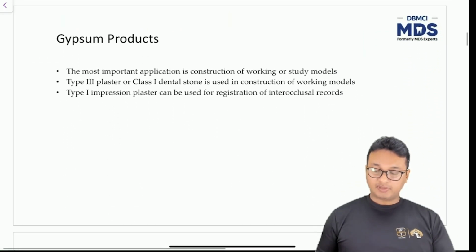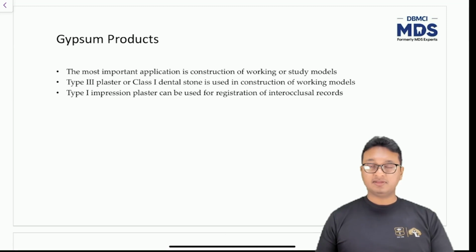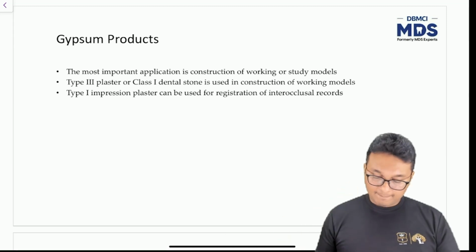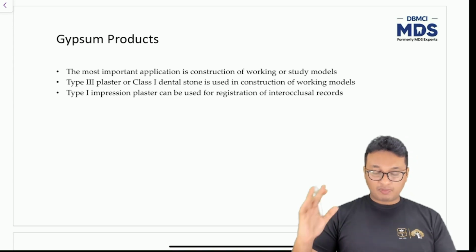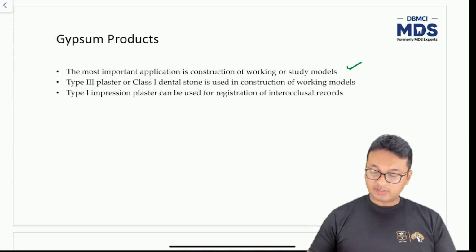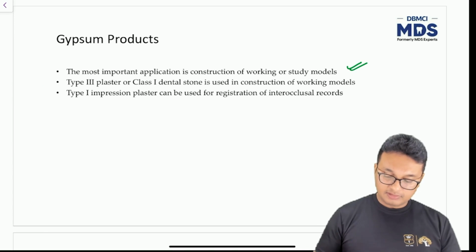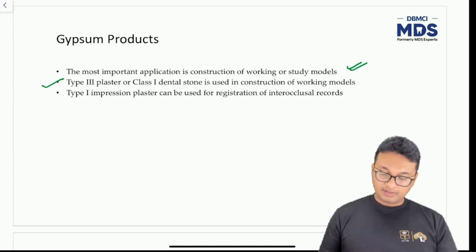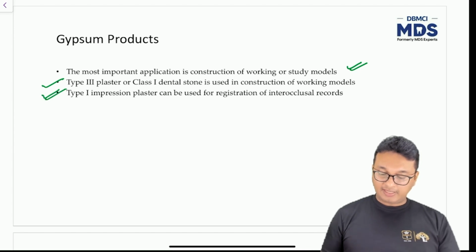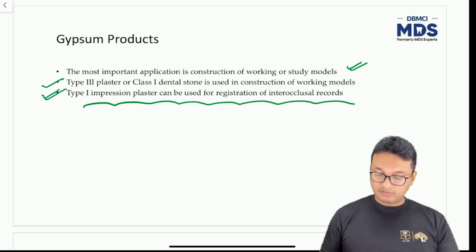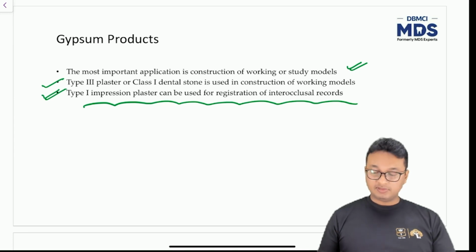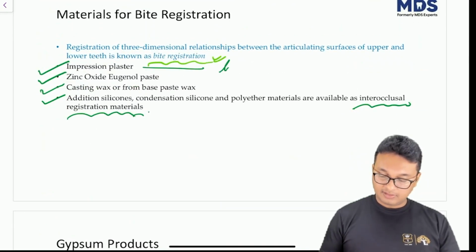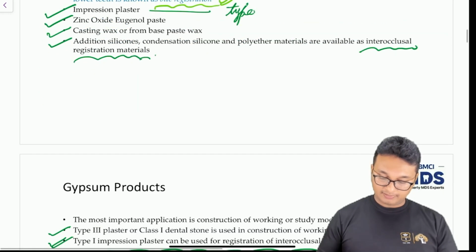Now coming to gypsum products, as I said earlier, gypsum products are the ones used to make dental stones and dental casts. So their most important application is in the construction of working or study models. Type 3 plaster or type 1 dental stone is usually used in the construction of working models, whereas type 1 impression plaster can also be used as interocclusal registration material, as I said earlier. This is called type 1 impression plaster. Alright.